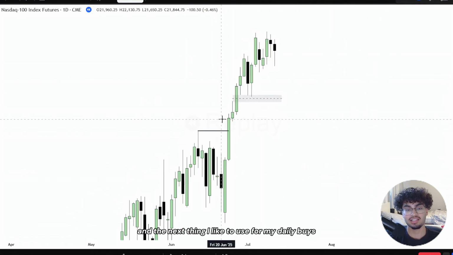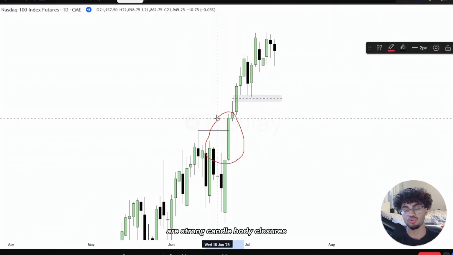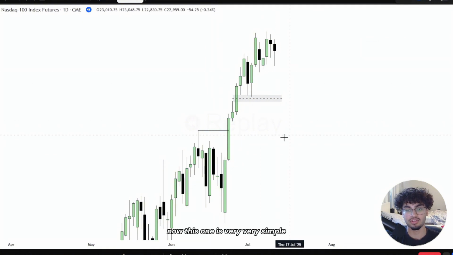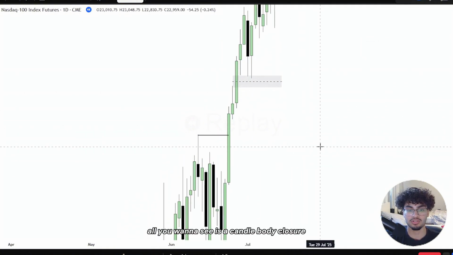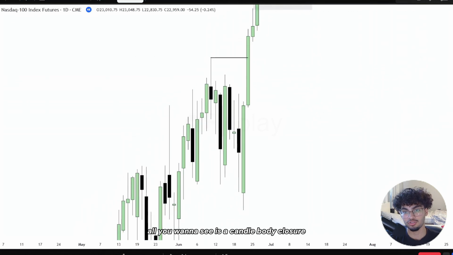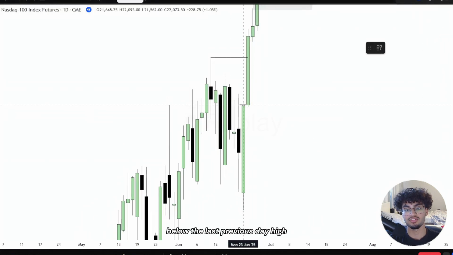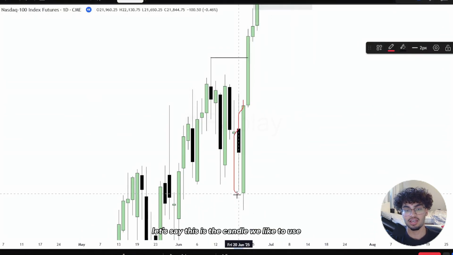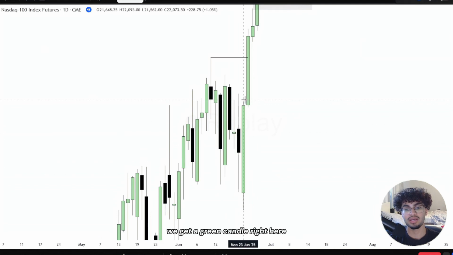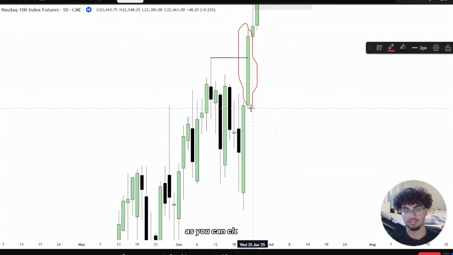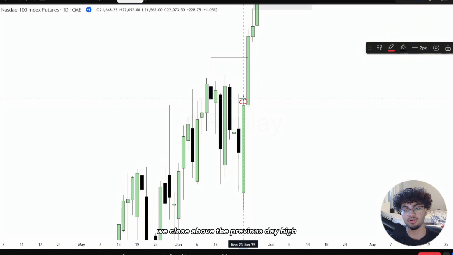And the next thing I like to use for my daily bias are strong candle body closures. Now this one is very, very simple. All you want to see is a candle body closure above the last previous day high. Let's say this is the candle we like to use. We get a green candle right here. As you can clearly see, we close above the previous day high.